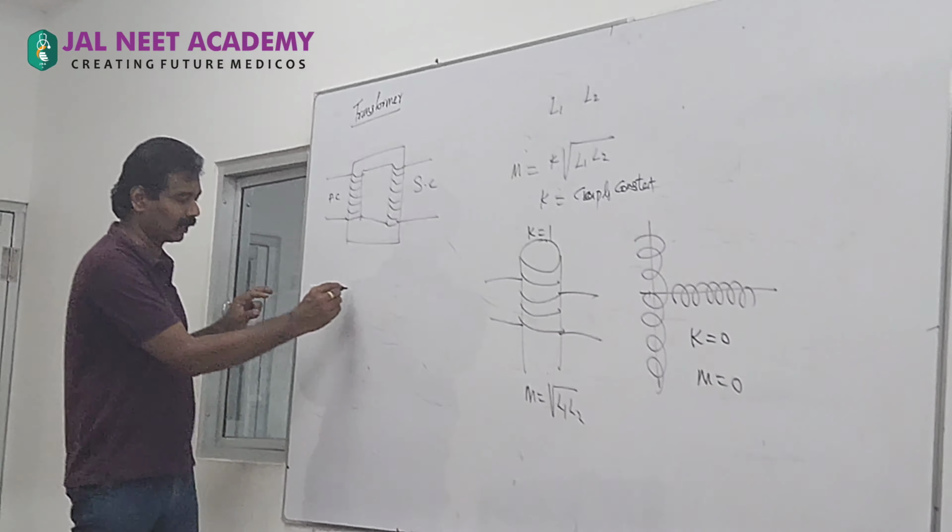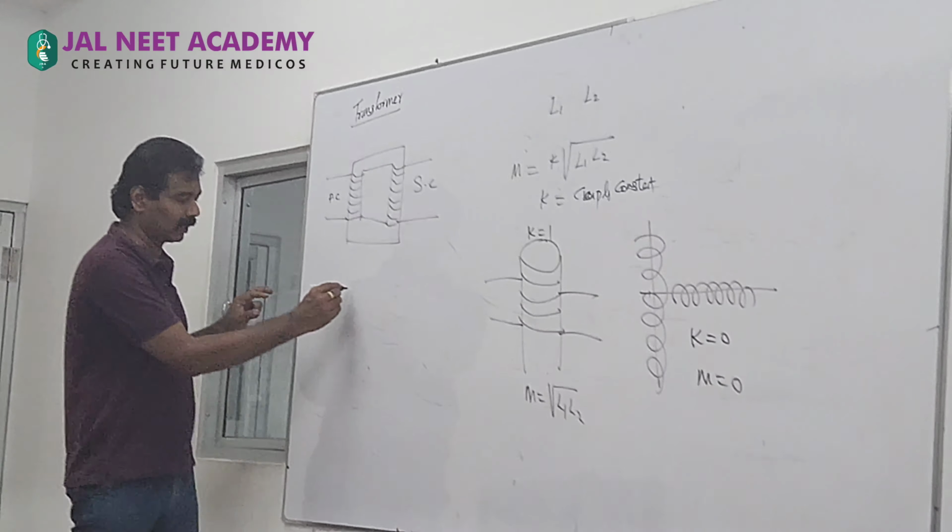Symbolically, for convenience, to understand the primary coil and secondary coil, we draw the diagram this way. But practically, both coils are wound over the same core, one coil over the other. The coupling constant becomes 1, then the mutual inductance will be maximum.